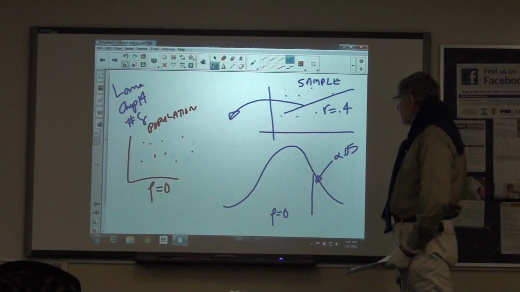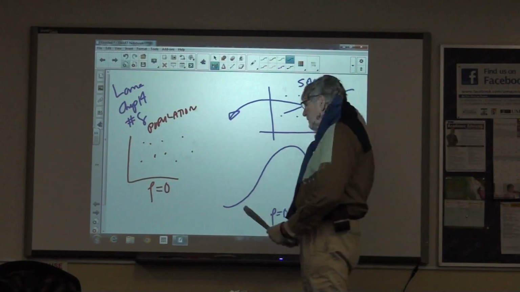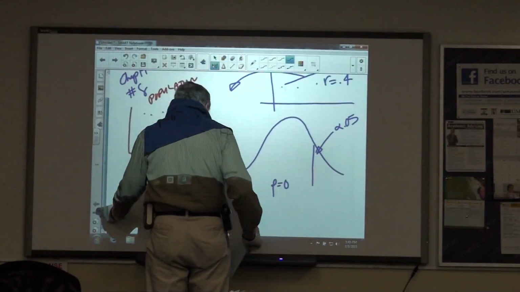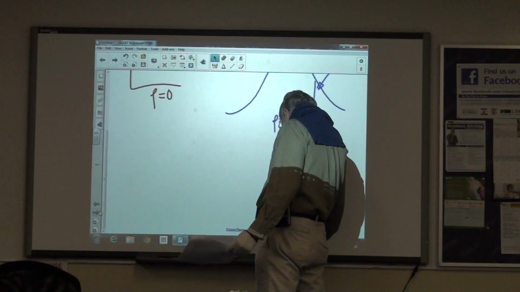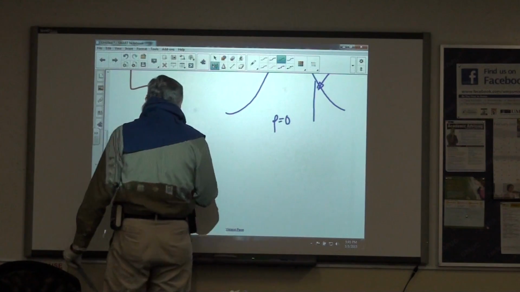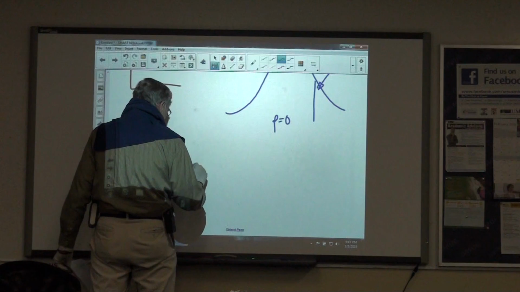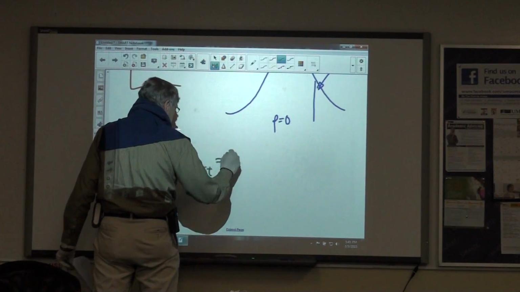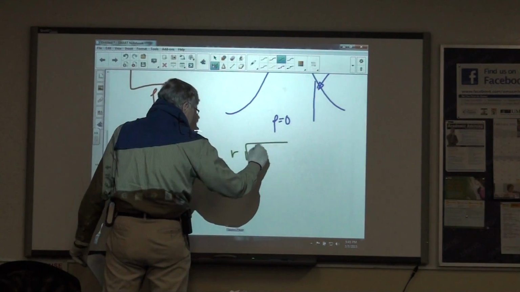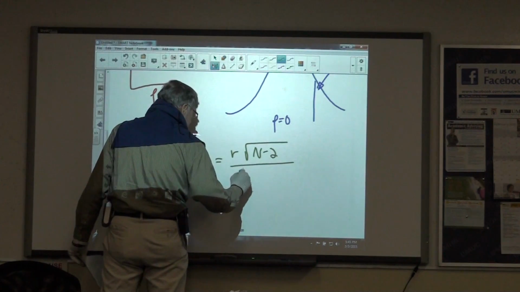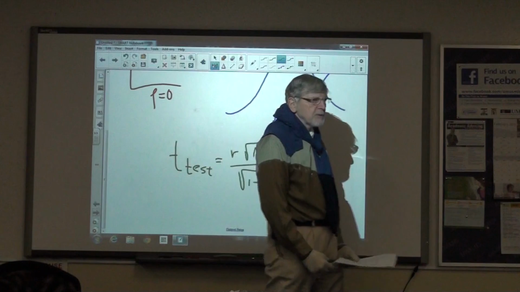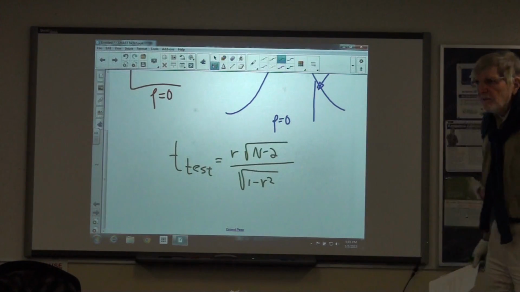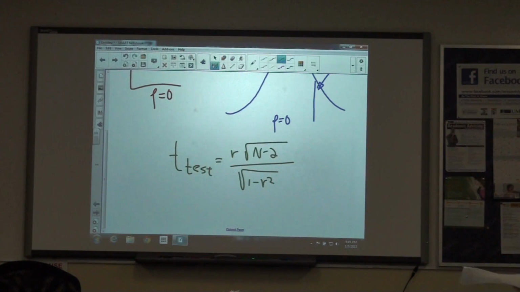Now you're going to find your T test. And the equation for finding the T test for a correlation is one that you haven't seen before. T test is equal to R times the square root of n minus 2 over the square root of 1 minus R squared. This gives you your test T for a correlation sample.